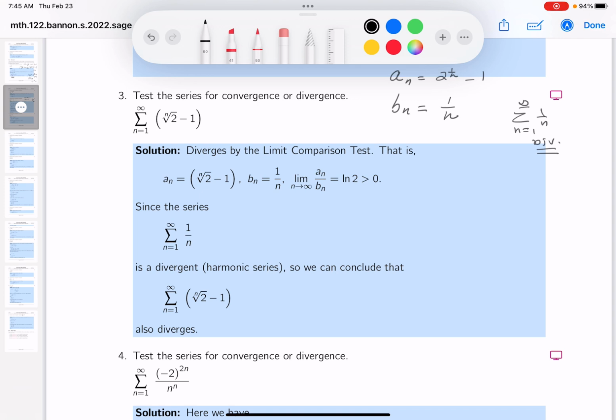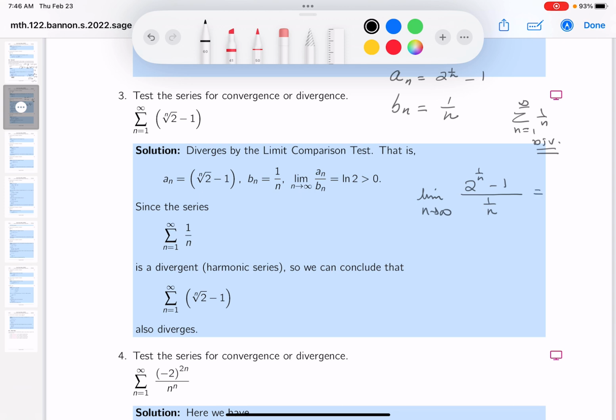What do you get over here? Let's take a look. The limit as n goes to infinity of a_n on top, that's 2 to the 1 over n minus 1, and on the bottom you just get 1 over n. What does that limit give us? I have to be careful over here. As n goes to infinity, the top goes towards 0, and the bottom goes towards 0. So I think I need to go to L'Hopital's rule.